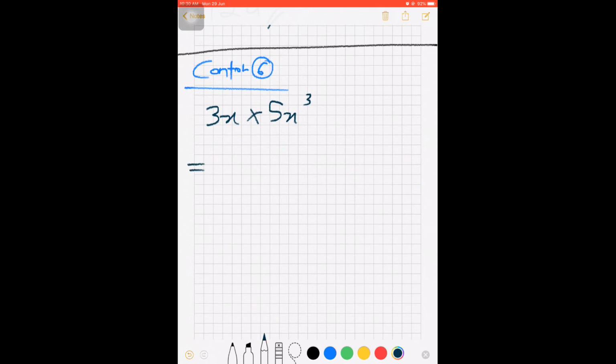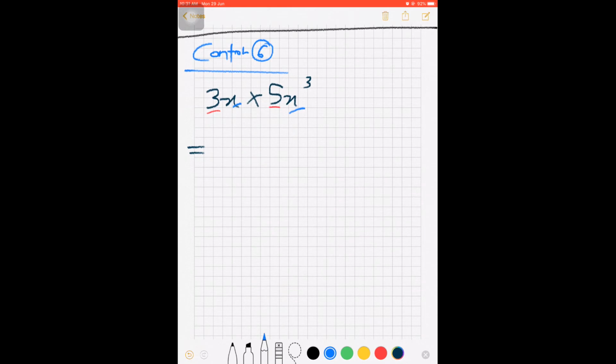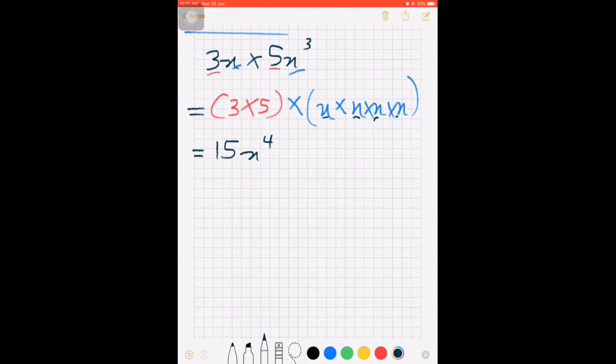Okay, so kumpulkan the like terms 3 and 5 and then x and x. Sorry, use different color. X and x. Okay, so I buat bracket 3 darab 5 and then x is darab. Let's do the first cara lah. So x 1 sesekali je, and then this one 3 kali. 1, 2, 3. Okay, so what's the answer? 5 times 3, 5 darab 3, 15. Then this one 1, 2, 3, 4. X kuasa 1, 2, 3, 4. Just like that.